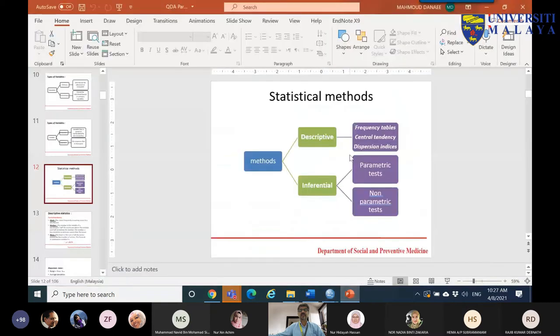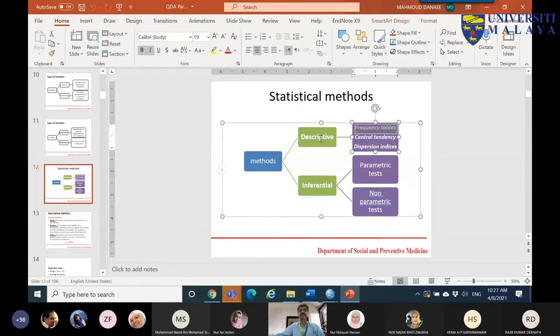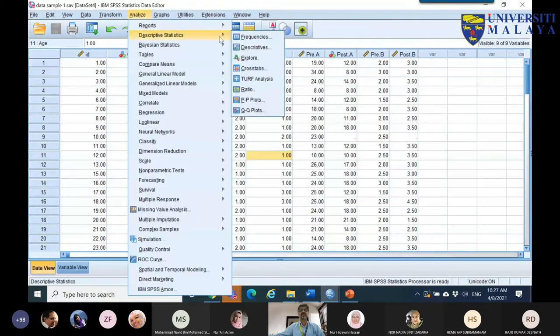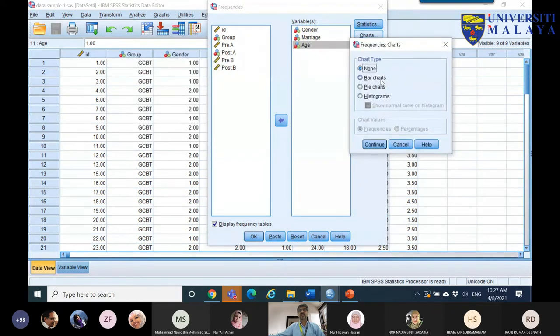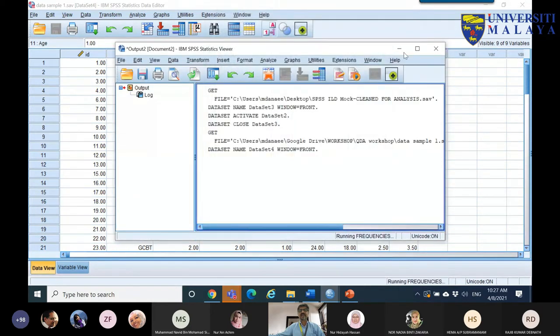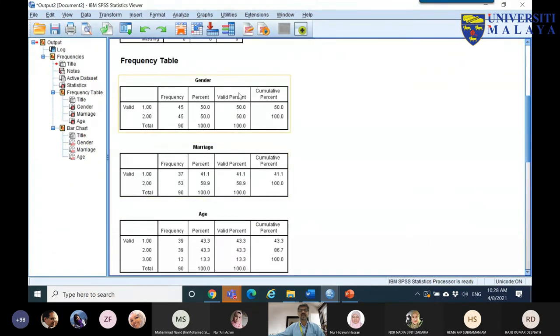Okay, back to our topic, which is the frequency table, right? This is a simple descriptive statistic. It's very simple. You go to Analyze, and under Descriptive, you can see Frequencies. We usually apply frequency to categorical data, for example gender, marriage, and age. At the same time, we can draw charts, bar or pie or histogram charts, and it's very simple software to use. So now, as you can see here, these are the frequency tables. Frequency means the number of observations under each category of my data. For example, this is gender 1 and 2, the number of subjects, the percentage, and the valid percentage.